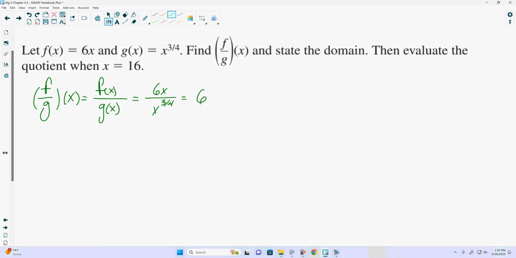Now, if we had a number on bottom that wasn't 1, so 6 over 5, we would leave it as 6/5. We reduce as far as we can. Now, when we divide like bases, we subtract the exponents, and it's going to go on top. Well, that would be 1 minus 3/4. Our 1 minus 3/4 would be 1/4. So our f divided by g of x is 6x to the 1/4. That's it.